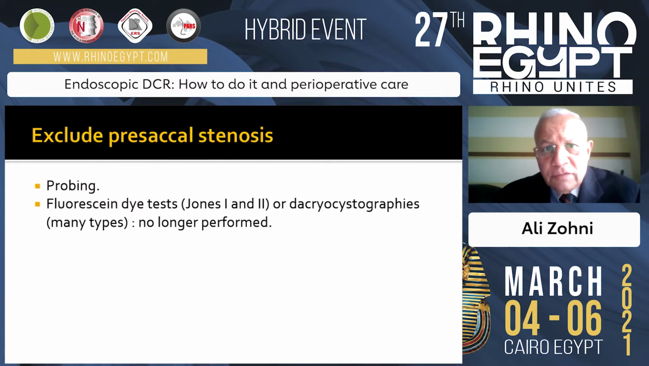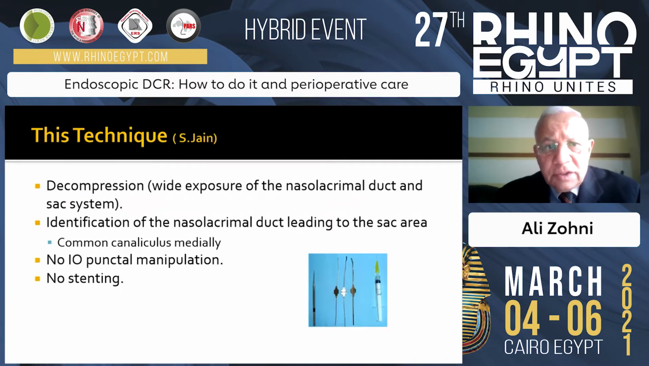Probing can do it very effectively, and as we mentioned, it has to be done under magnification to avoid damaging the punctal area. The fluorescence dye test and other types of cystographs are only very selectively indicated. This particular technique has main advantages and clear features, which need to be clearly demonstrated.